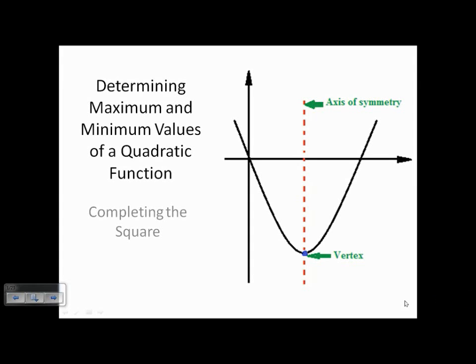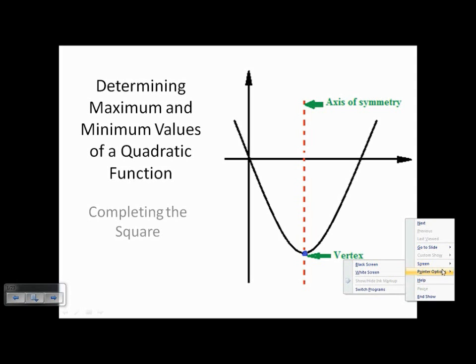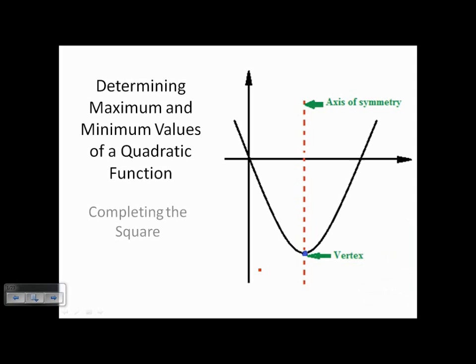This video is going to look at how to determine the max and min from a quadratic function. As you remember, a quadratic function, when you graph it, looks like a parabola. It has a maximum if it looks like this. This would be a maximum. And this parabola here has a minimum.